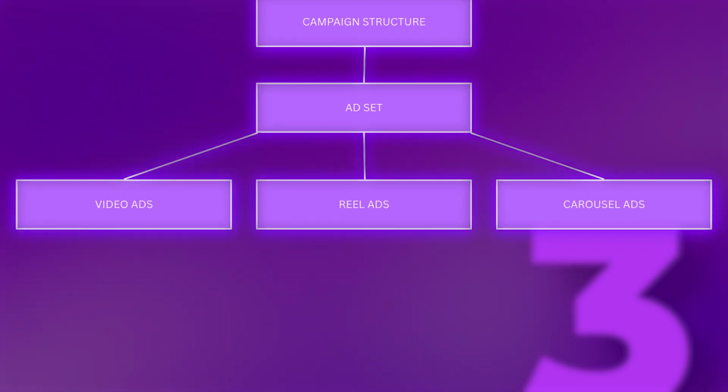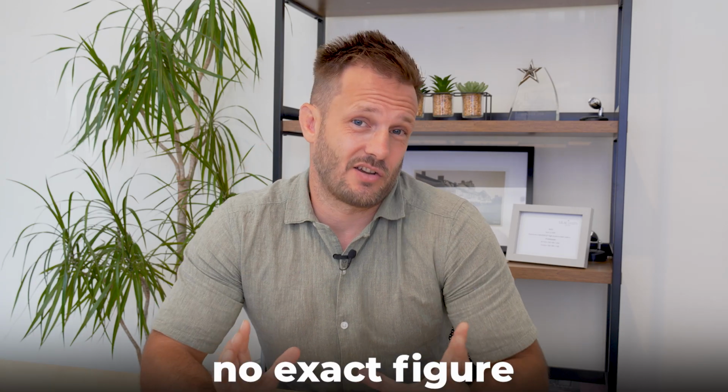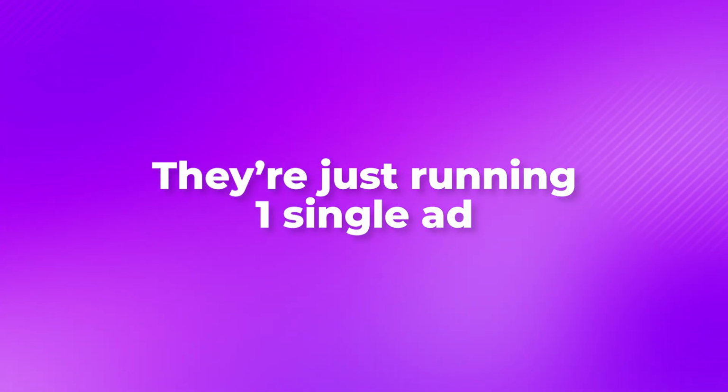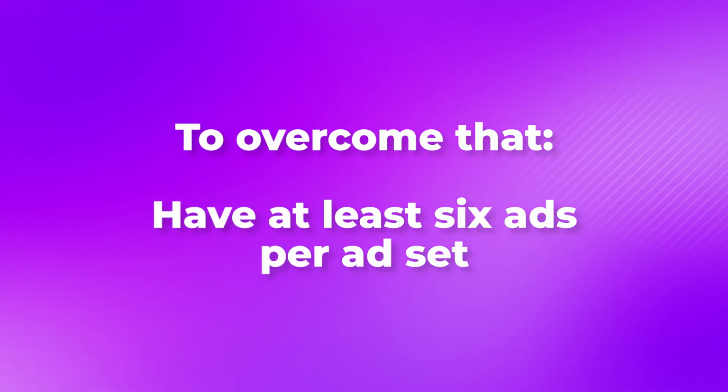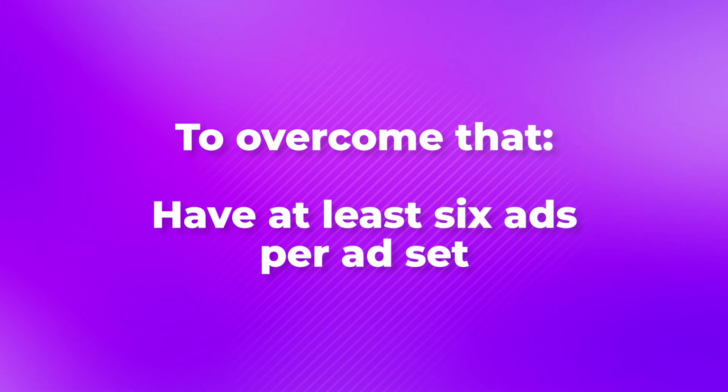So number 3 is your ads. Now, there's no exact correct figure here for the amount of ads that should be within each ad set. However, the big mistake that we see most advertisers make when they come to us and they say, my ads aren't performing, how do we improve, is they're just running one single ad. And when I was saying previously about fatigue, it's exactly the same problem. Every time people see the ad, it's just the same ad, the same copy again and again. And if it didn't convert them the first 3, 4, 5 times, why would it convert them the 10th, 11th, 12th? So what you need to do to overcome that is have at least 6 ads per ad set.